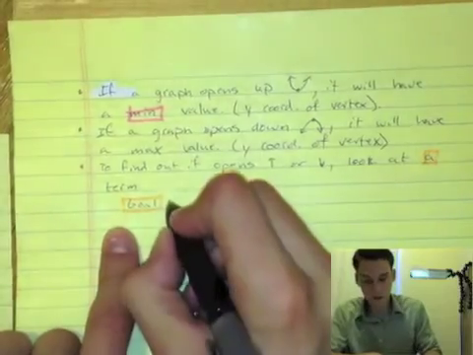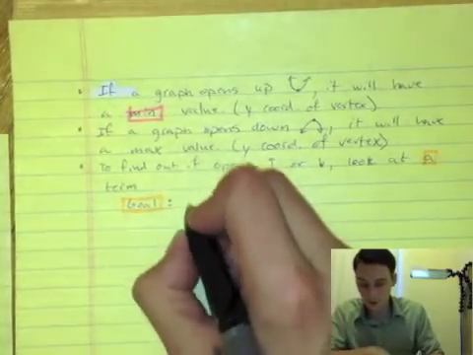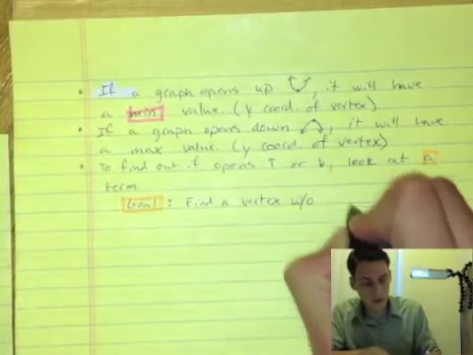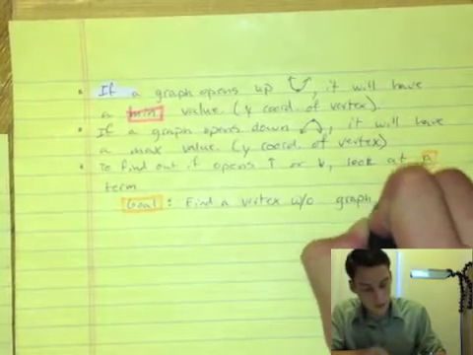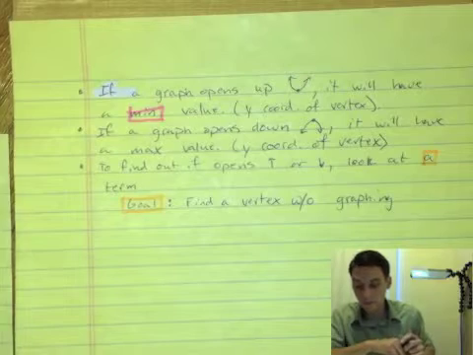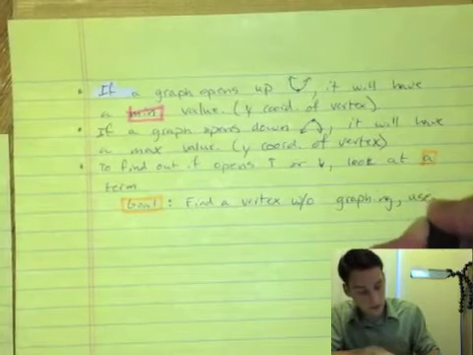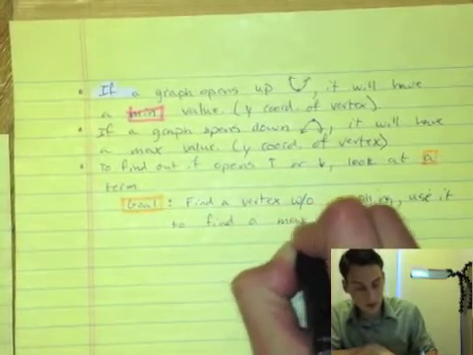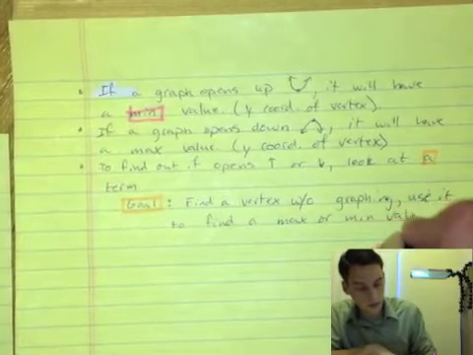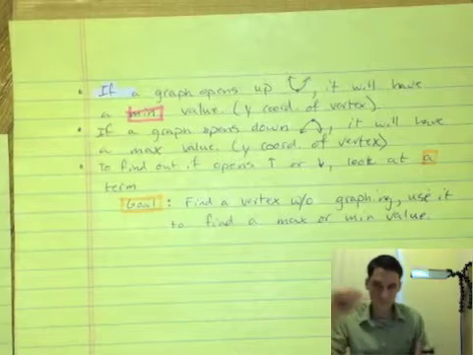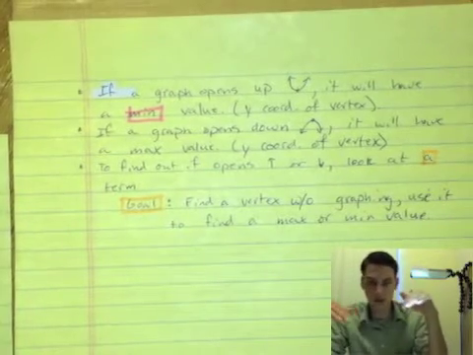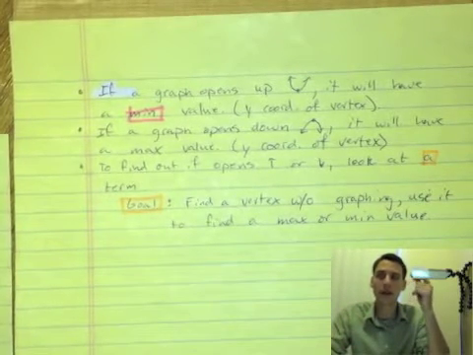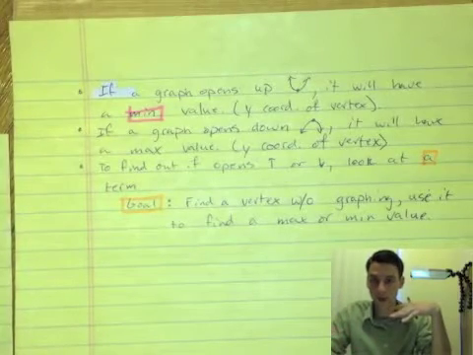So our goal in this part is to find a vertex without graphing. And we've been doing that. So that's easy. And use it to find a max or min value. Okay? So your questions will say, what is the maximum value of this function? Or it'll say, find the maximum or the minimum of this quadratic function. And then you'll have to do that.